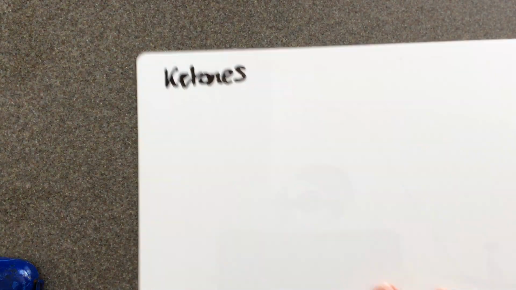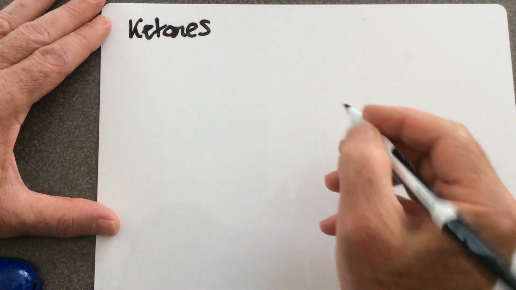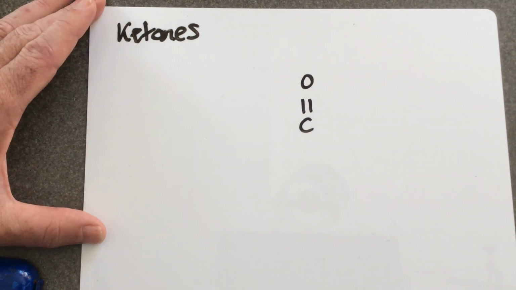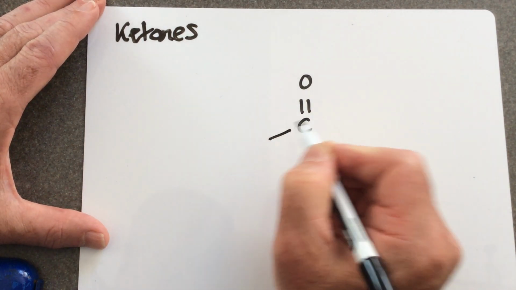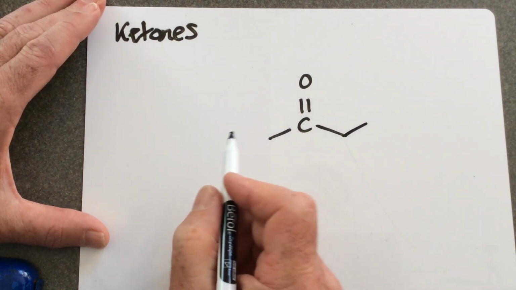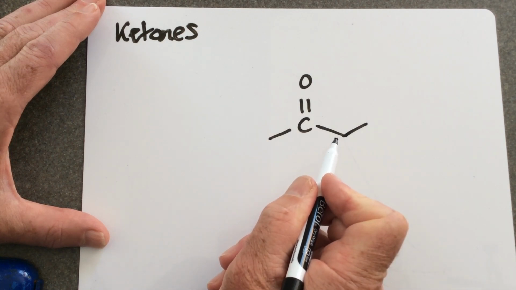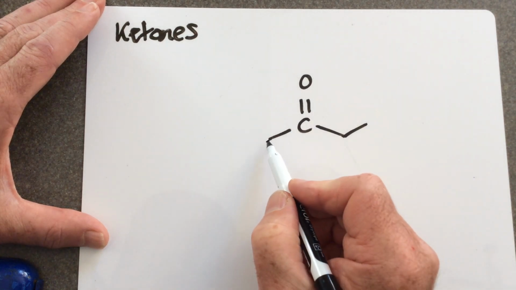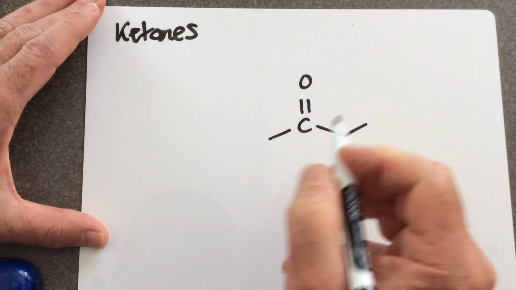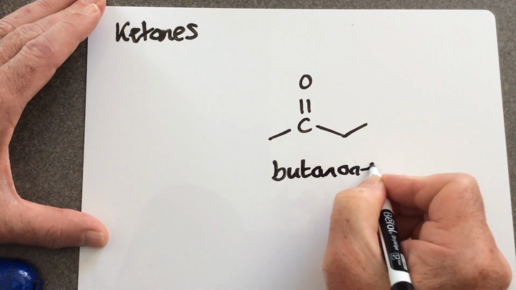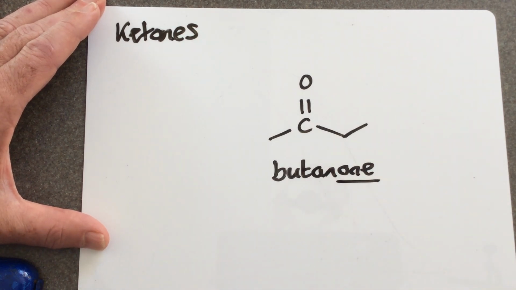When we move on to a ketone, the ketone has some similarities to an aldehyde in that it also contains this functional group. But in this case, it is sandwiched between carbon atoms. So were I to name this particular ketone, I will be able to see 1, 2, 3, 4, but-, and when we're naming ketones, butanone.